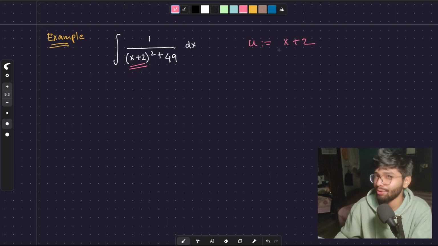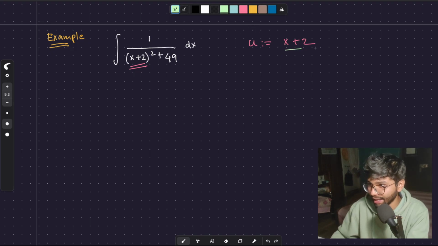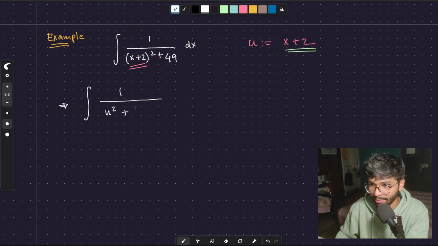Simple as that. We don't need any formulas and stuff. We just pick an arbitrary variable u to be x plus 2, and then we can do it like that. Let me show you what I mean. This is just the integral of 1 over u squared plus 49 dx.